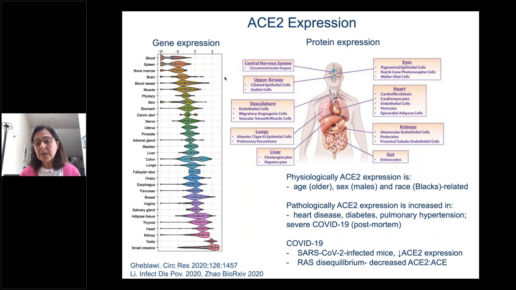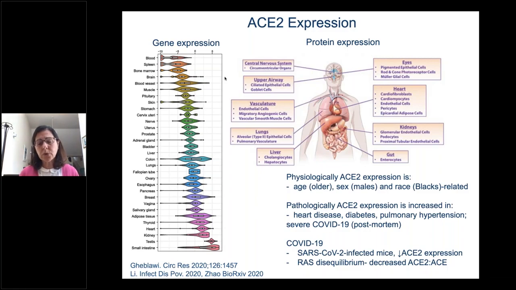Pathologically, ACE2 expression is increased in many different diseases, for example, heart disease, diabetes, pulmonary hypertension, and even more recently, from autopsy specimens and postmortem studies from patients who've died from COVID-19, there seems to be an increase in expression of ACE2 in not only the lungs, but also in the heart.